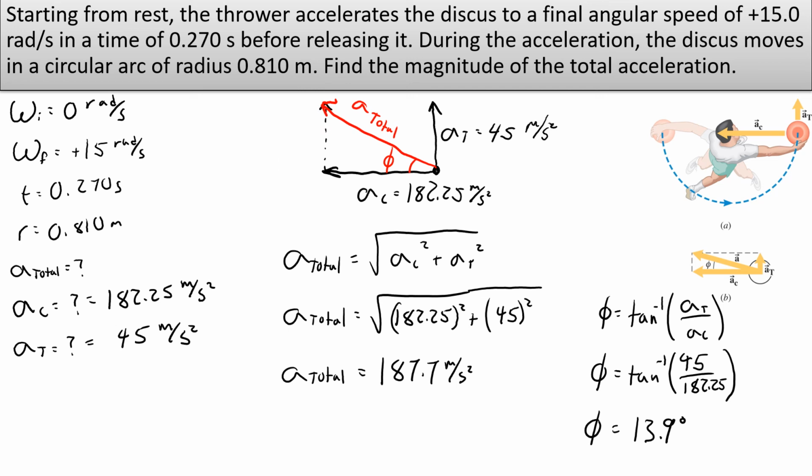So your final answer for the total acceleration is 187.7 meters per second squared, 13.9 degrees. You could say like above the horizontal. This looks like, if this was north, this looks like it's 13.9 degrees north of west. Very nice.